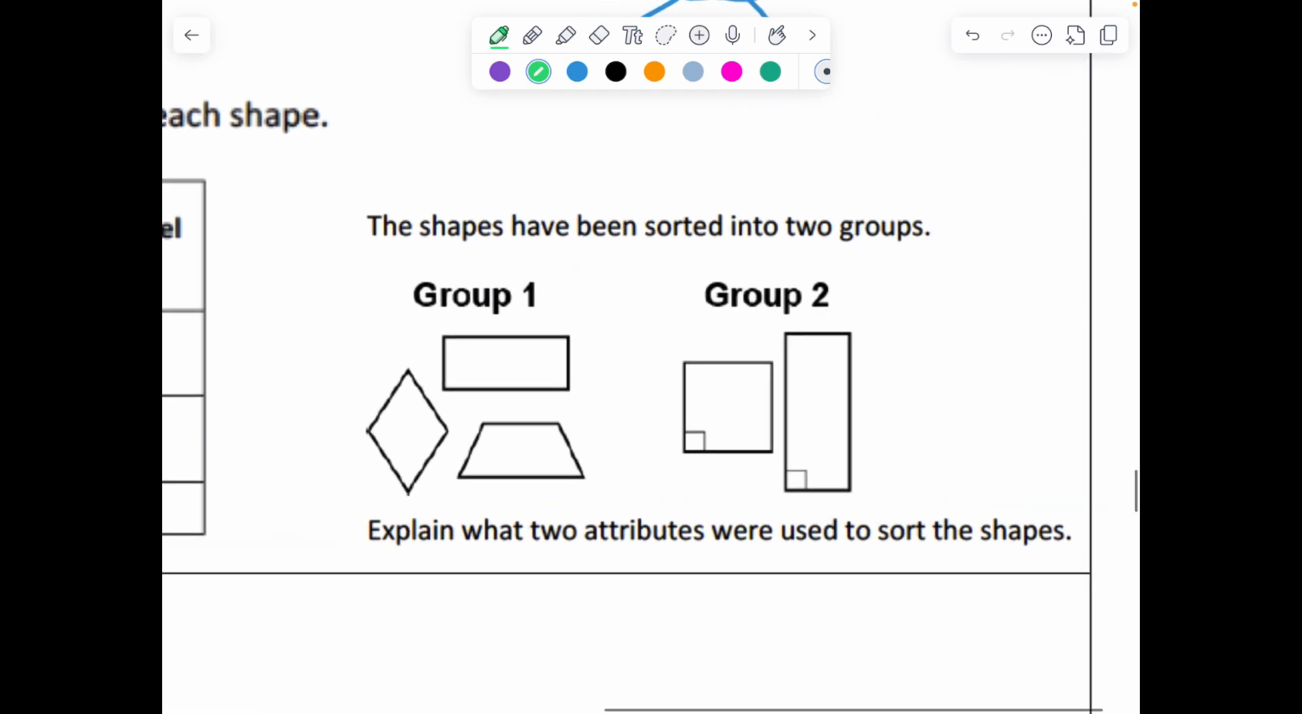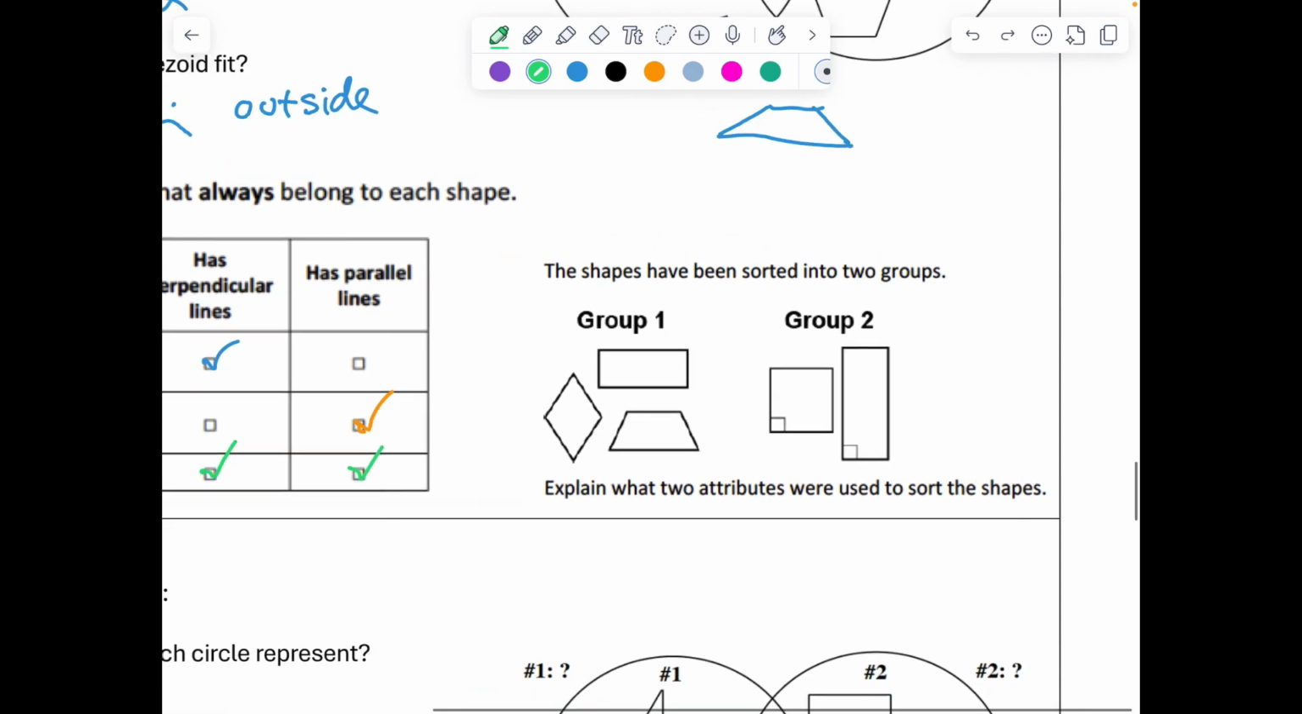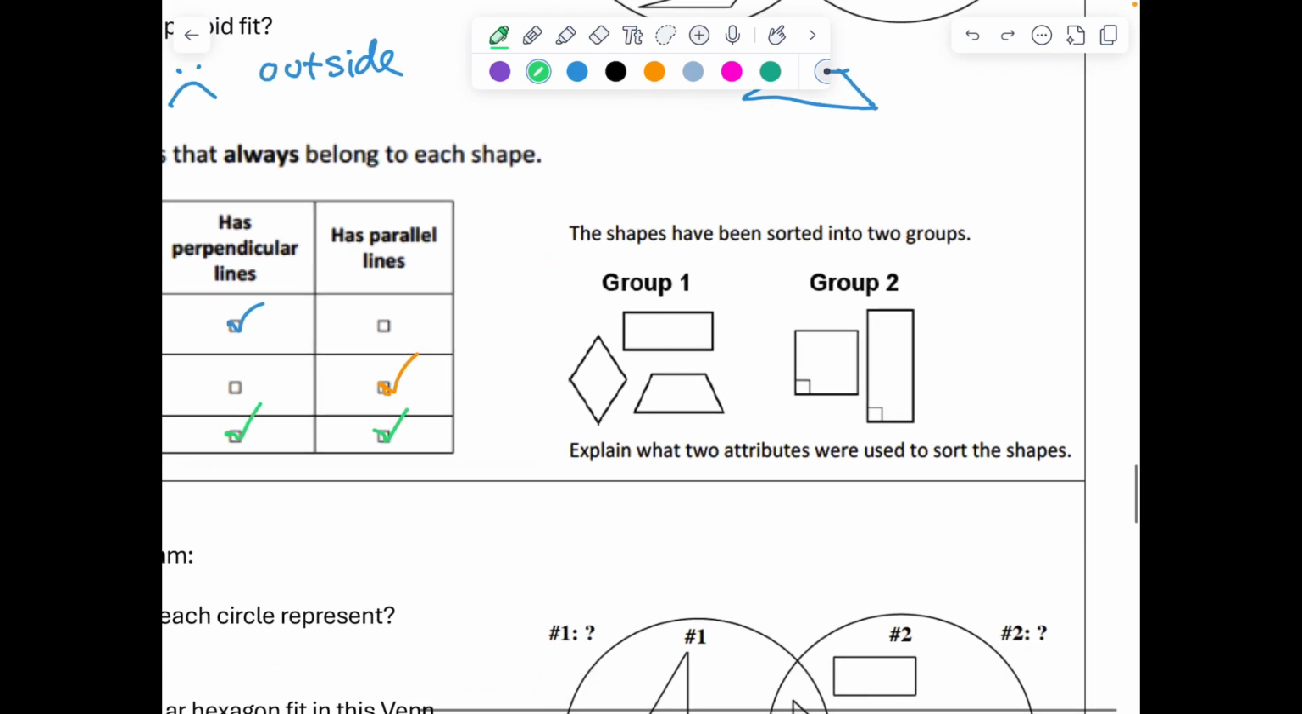The two groups that we have here, this one I was about to say might be right angles, but this shape over here has a right angle, so it can't be that. These have four sides over here. These also have four sides over here. Let's come back to that one.